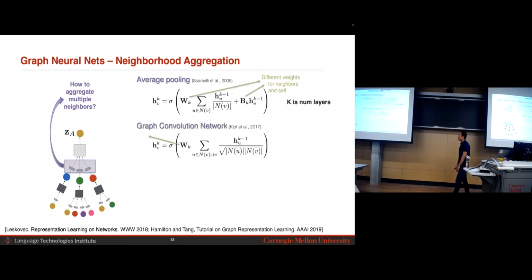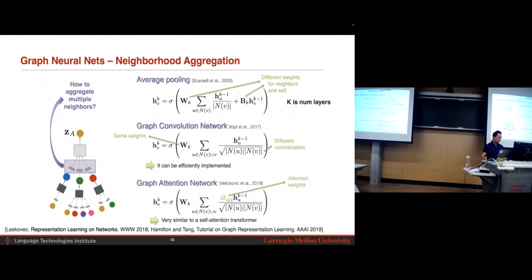You can do average pooling, you can do convolutional pooling, that means graph convolutional networks. You can also do attention pooling. That gives you something very similar to self-attention models, but self-attention transformers are on a single chain. This basically extends them to graphs where you have arbitrary connections between one node and all the other nodes.